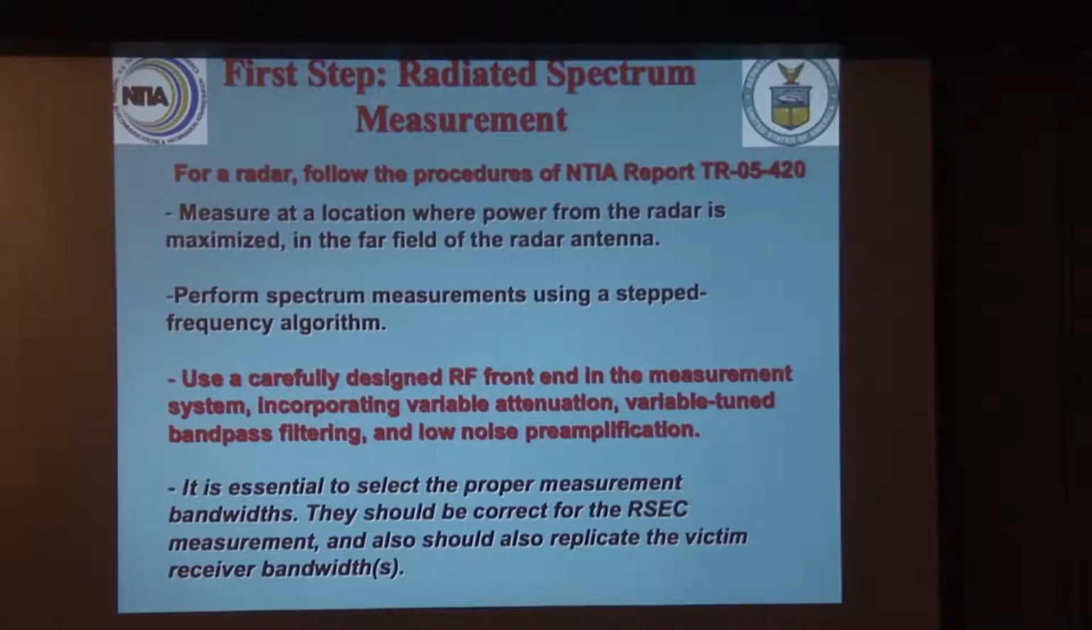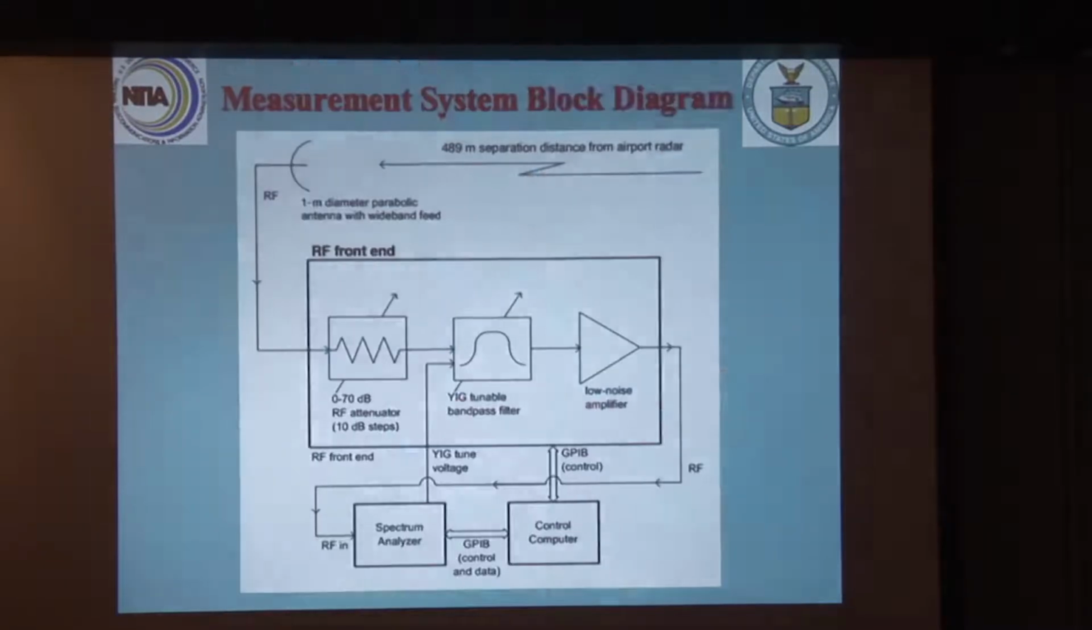And the one thing that I want to note here is that it is always essential when making an RSEC measurement to select the proper measurement bandwidth. As we've seen in earlier talks, if you pick the wrong bandwidth, in particular if you pick a bandwidth that is wider than you should pick based upon the criteria that are discussed in this report, you'll make the spectrum of the radar look worse than it really is. You'll make its unwanted emissions look higher relative to its fundamental power than they really are.